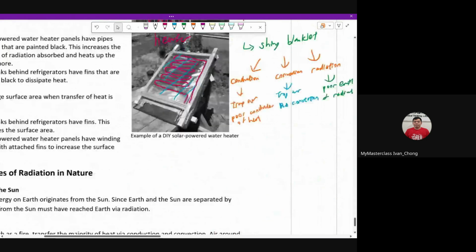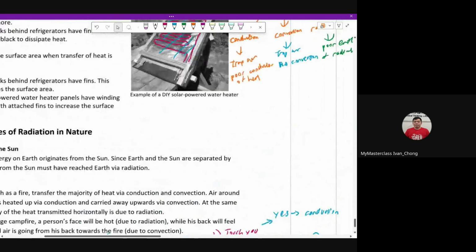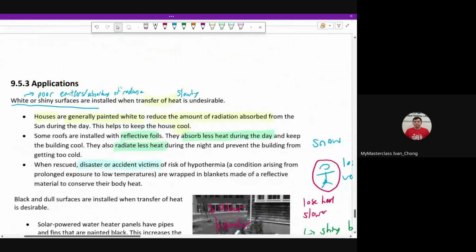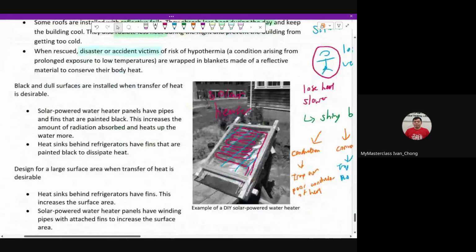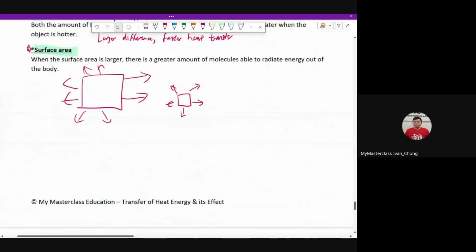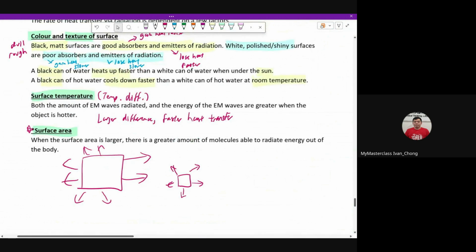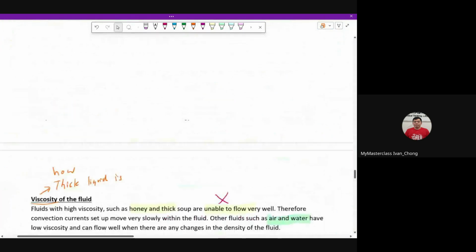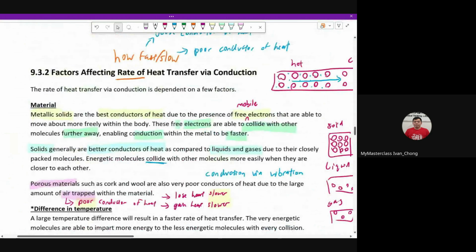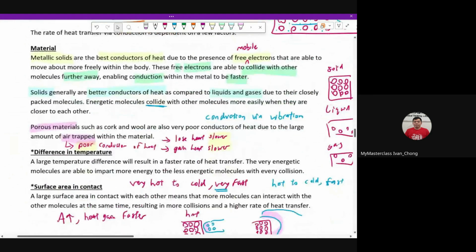All right, so just be careful. Most of this chapter, especially conduction, convection, radiation, is very heavy on explanation or description itself. So I need to see certain words. Whenever you see good or poor something, it's asking you about how fast or how slow. If you talk about a conductor of heat, it's talking about conduction. If you want to talk about radiation, you need to use the words emitting and absorbing. You cannot just use whatsoever.